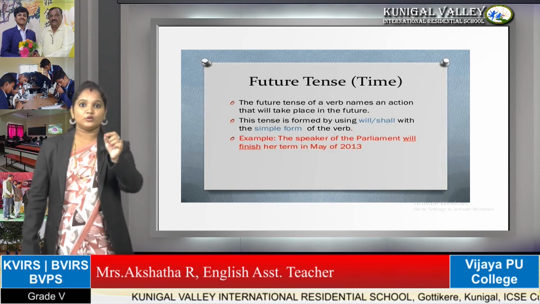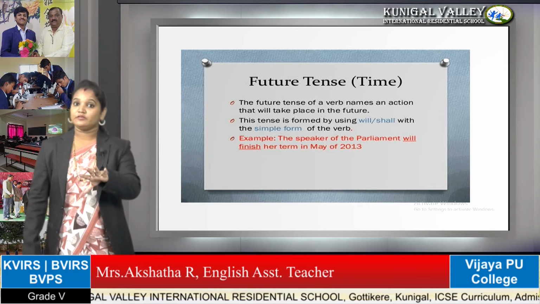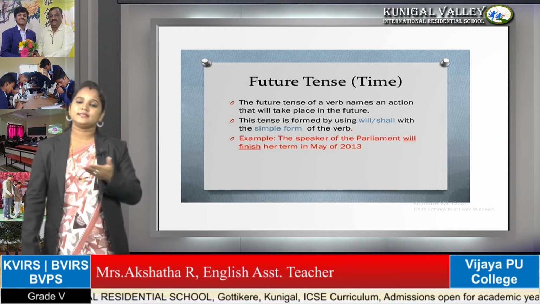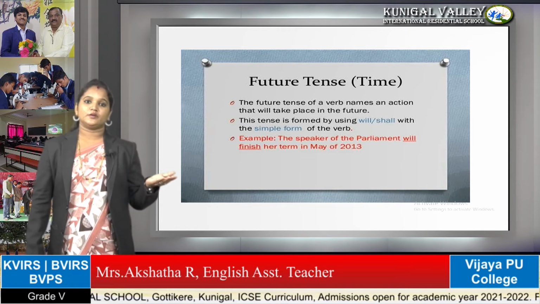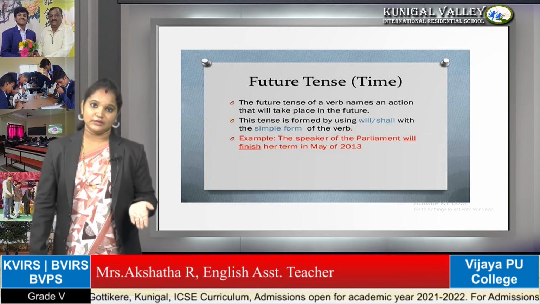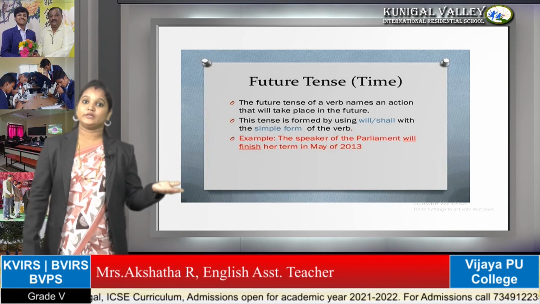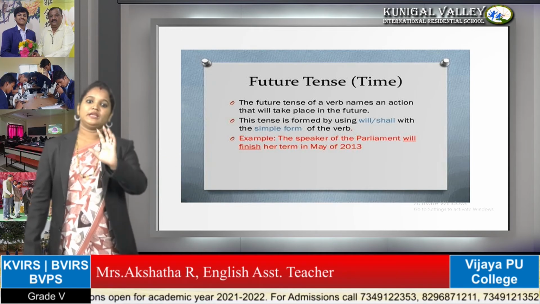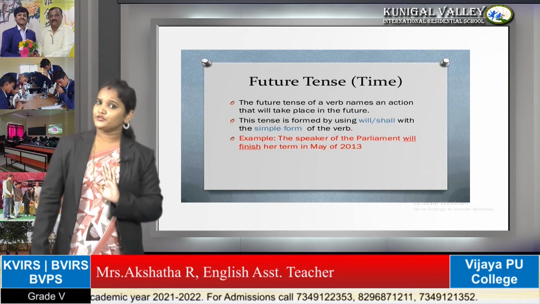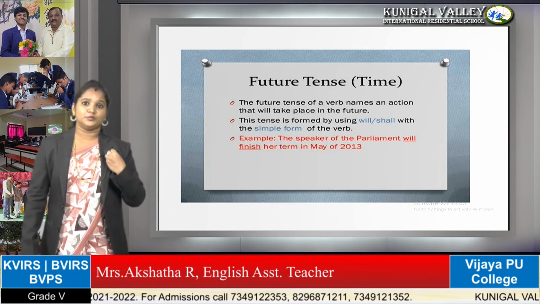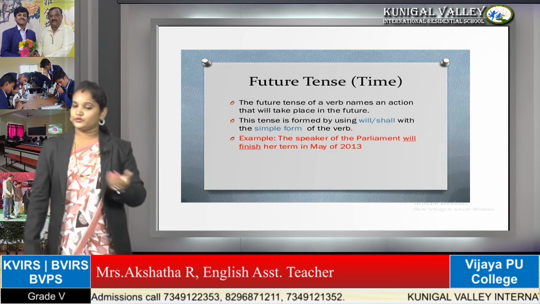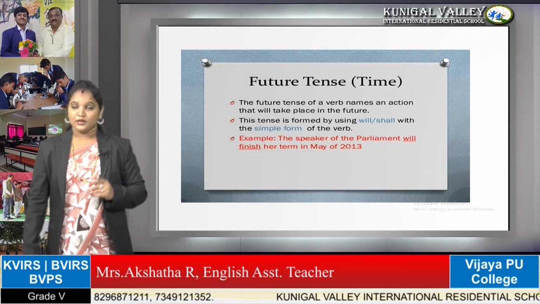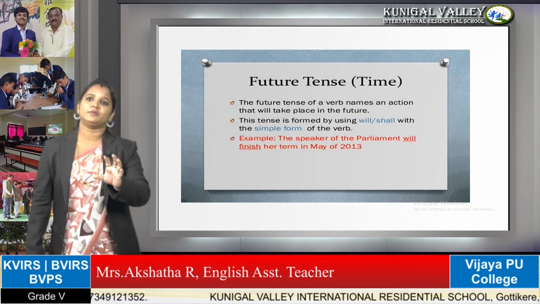So here we have to add only will or shall. Shall is most of the time used only with I. For all the other pronouns, we use will: we will, she will, he will, it will, they will, you will. Along with that will, we write the main form of the verb. We are not going to change it into past tense, singular form or plural form. We are not going to do anything. We are just writing the main form of the verb in future tense. Will should be used, and along with that, the simple form of the verb.